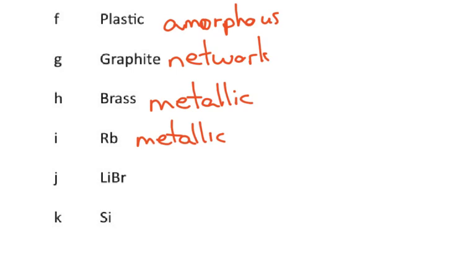Lithium bromide, going through, it's not metallic because it's not a pure metal. It's not molecular because it's not made of molecules. It's not a network solid, no silicon or carbon atoms to be found. It's not amorphous because it does have a shape. It's an ionic solid.